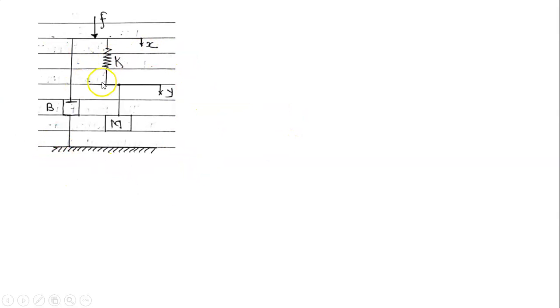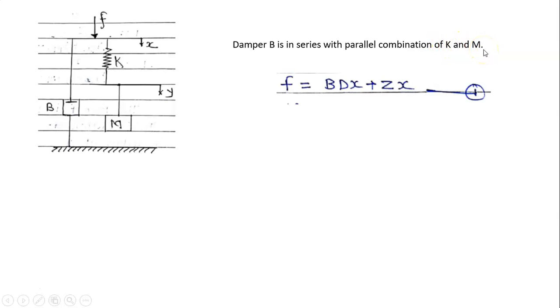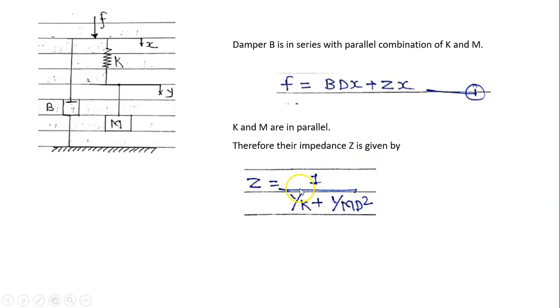Now, from this diagram you are observing that spring K and mass M are in parallel and these two are in series with damper B. Therefore, damper B is in series with the parallel combination of K and M. Therefore, F is equal to BD X plus Z X, where Z is the total impedance of K and M. Now, since K and M are in parallel, their impedance Z is given by Z is equal to 1 divided by 1 upon K plus 1 upon MD square.